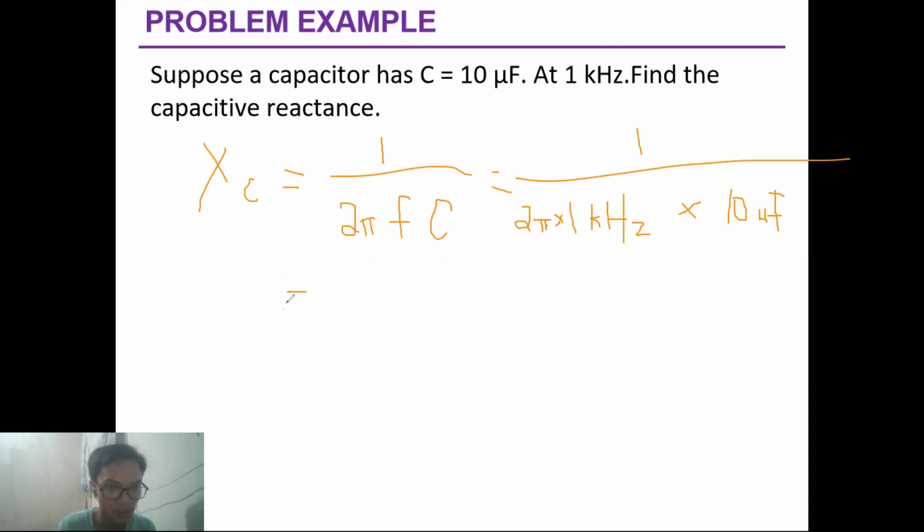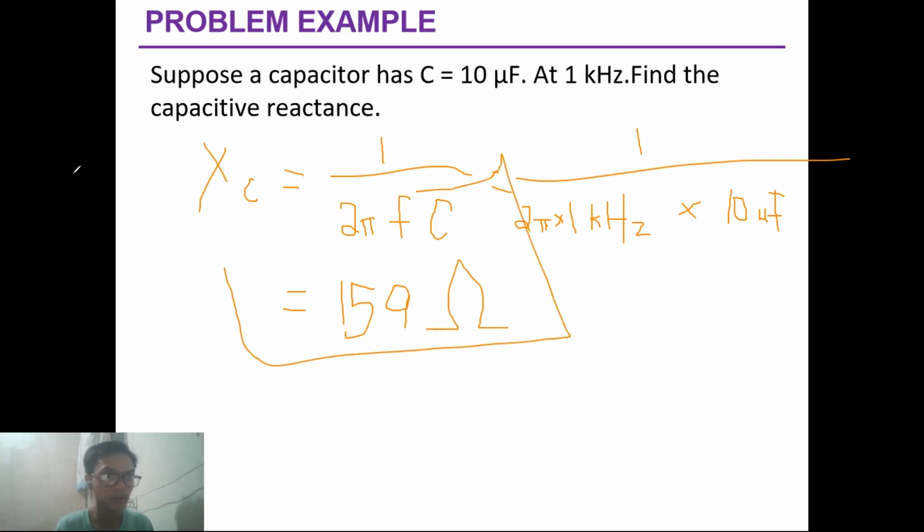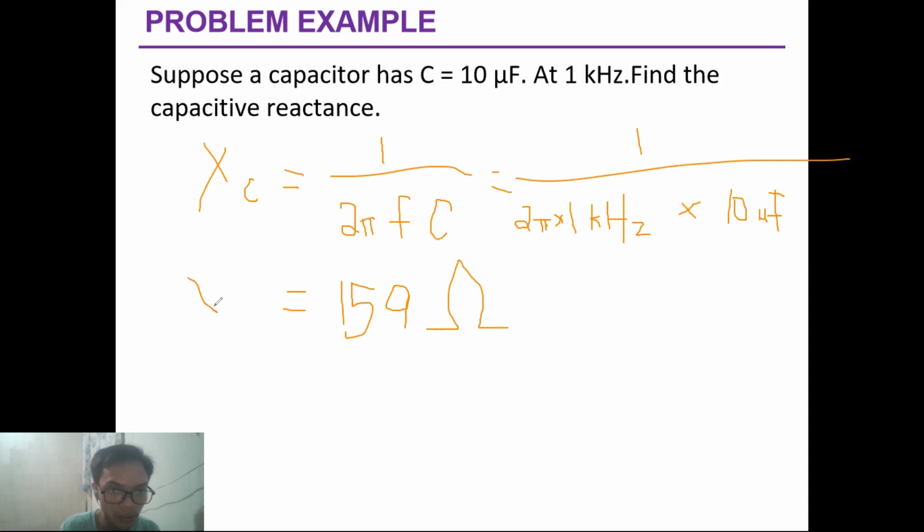So based on this calculation, we will get 159 ohms. Therefore the capacitive reactance is equal to 159 ohms.